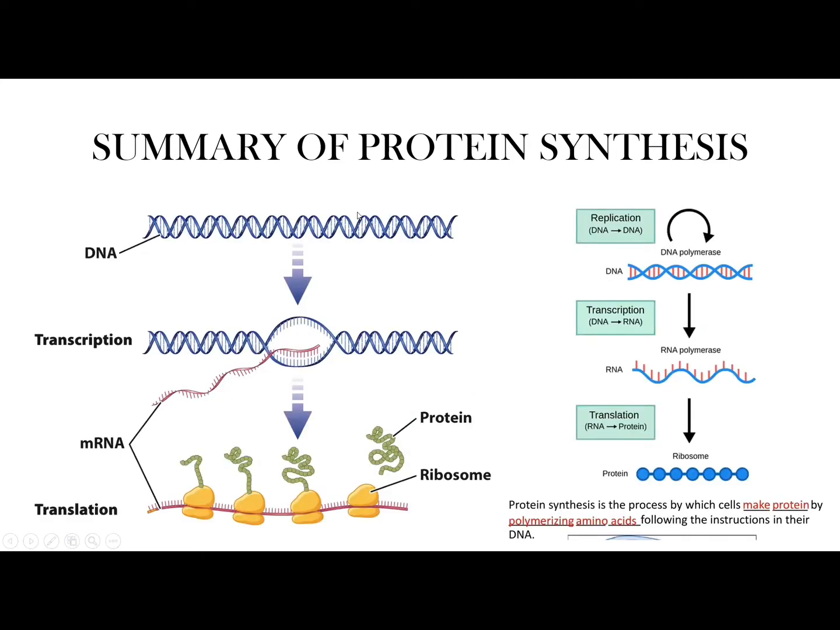So the summary of protein synthesis: the DNA strand will be transcribed into a single strand of mRNA, and then this mRNA will be translated into strands of amino acids, which then will be modified into complex protein.